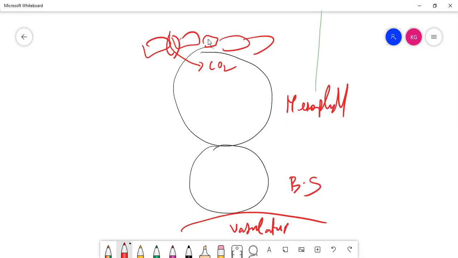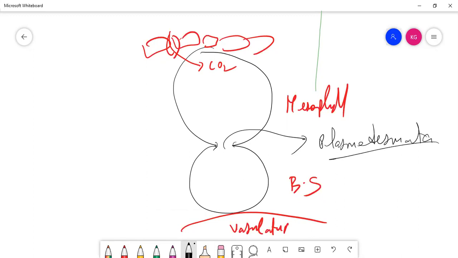अब देखो हाउ बंडल शीथ सेल इज कनेक्टेड टू मेसोफिल. ये देखो, there is a connection here and they are connected by means of plasmodesmata. This is plasmodesmata. So mesophyll cell is connected to bundle sheath by means of plasmodesmata. Is this very clear? Now we know we have a Kranz anatomy.